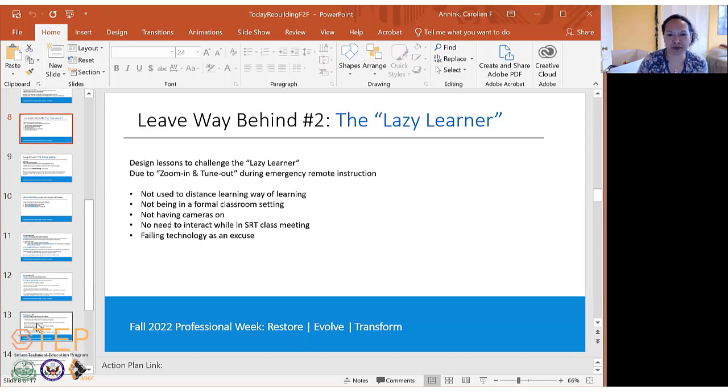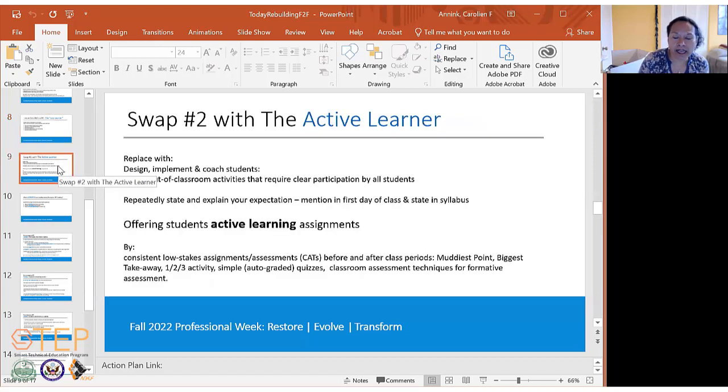And, you know, you can't blame the students for that. So leave behind the lazy learner. Instead, swap the lazy learner for the active learner. The active learner is obviously a student that does more than just sitting back and listening to the professor. Now, listening is an activity, of course, but learning does not happen just by listening. Learning happens when the students are doing something with the knowledge that they listen to and that they've heard.